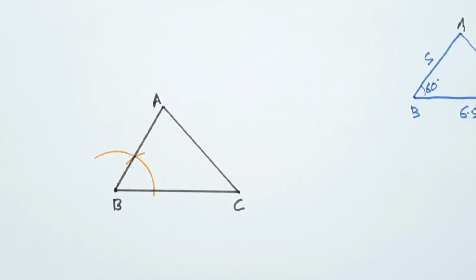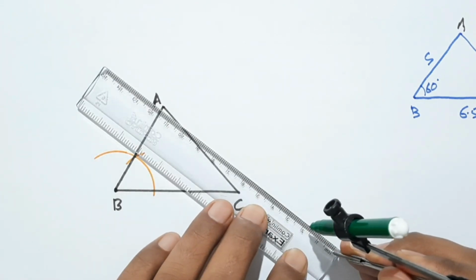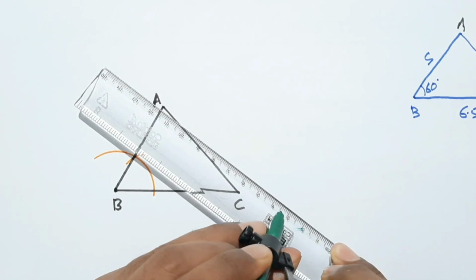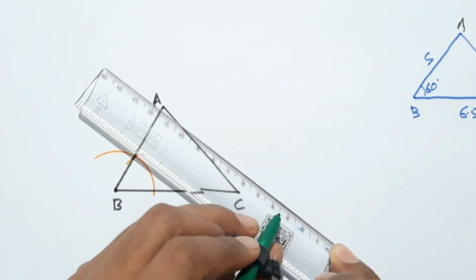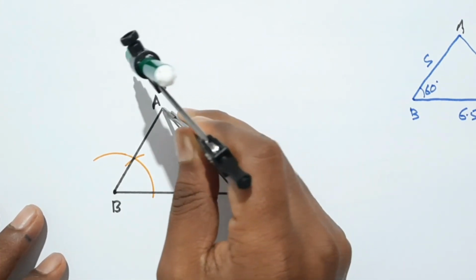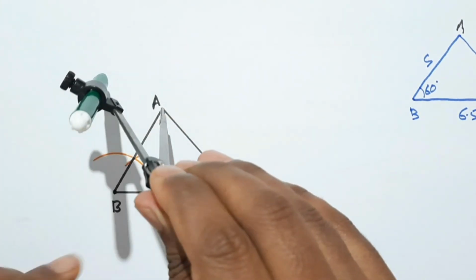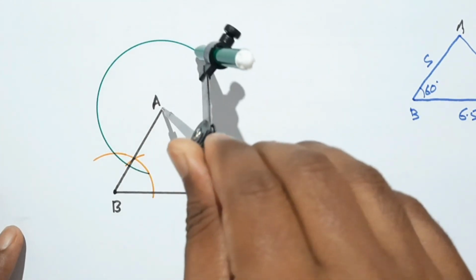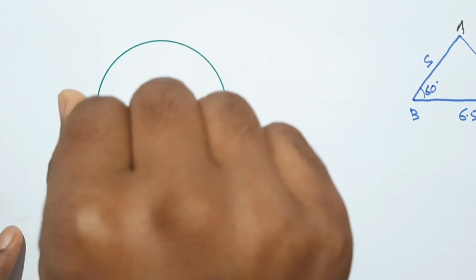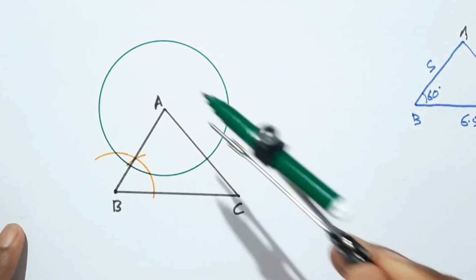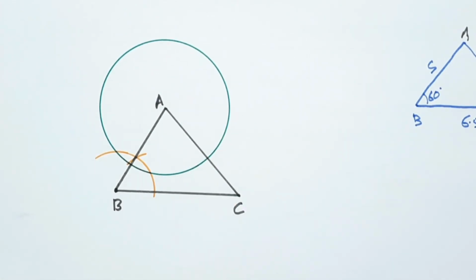So let us first measure the radius, that is 3.5 centimeter. I'll measure like this. So this is 3.5 centimeter, and A is the center. This is a fixed point. So from here we are going to draw a circle. This is the locus of a point which is 3.5 centimeter from a point A. Okay, so this part is done.